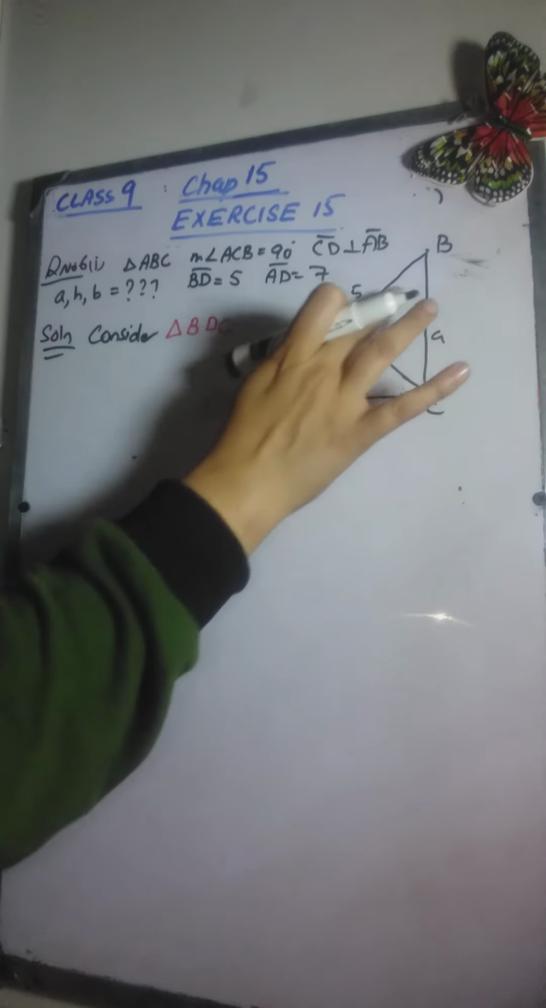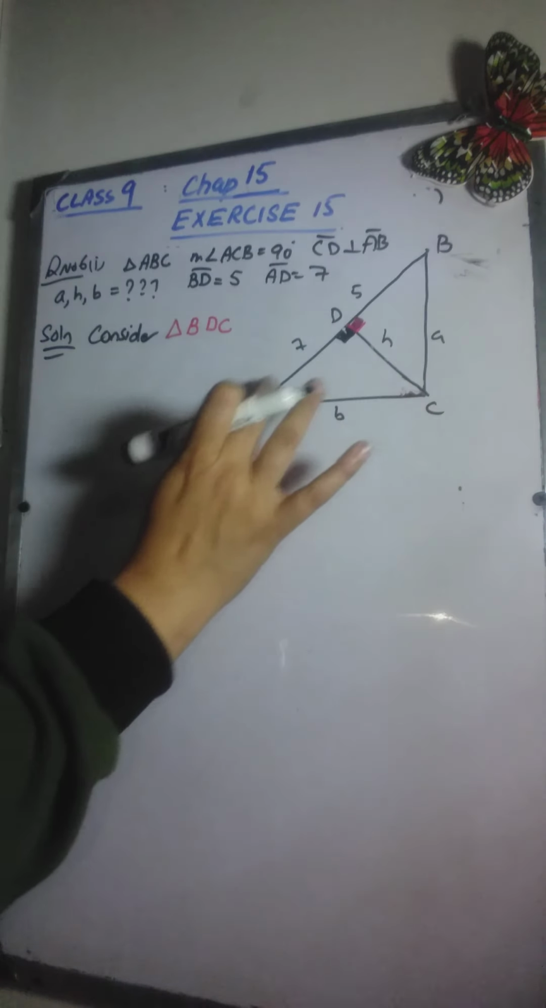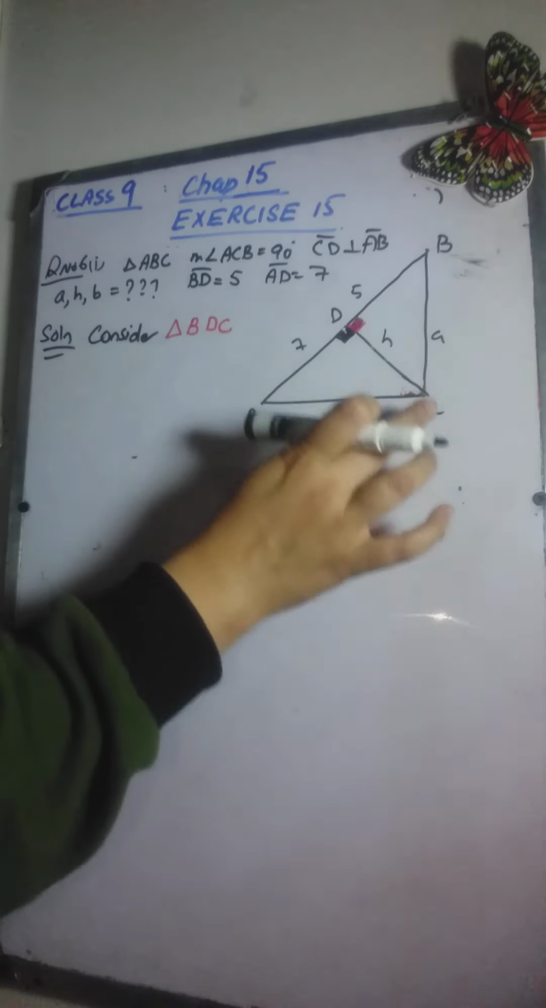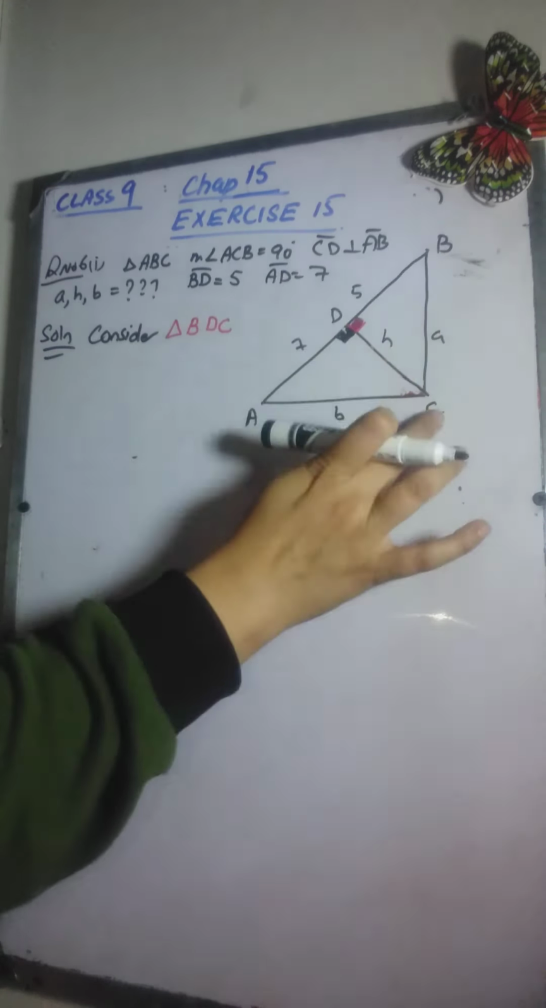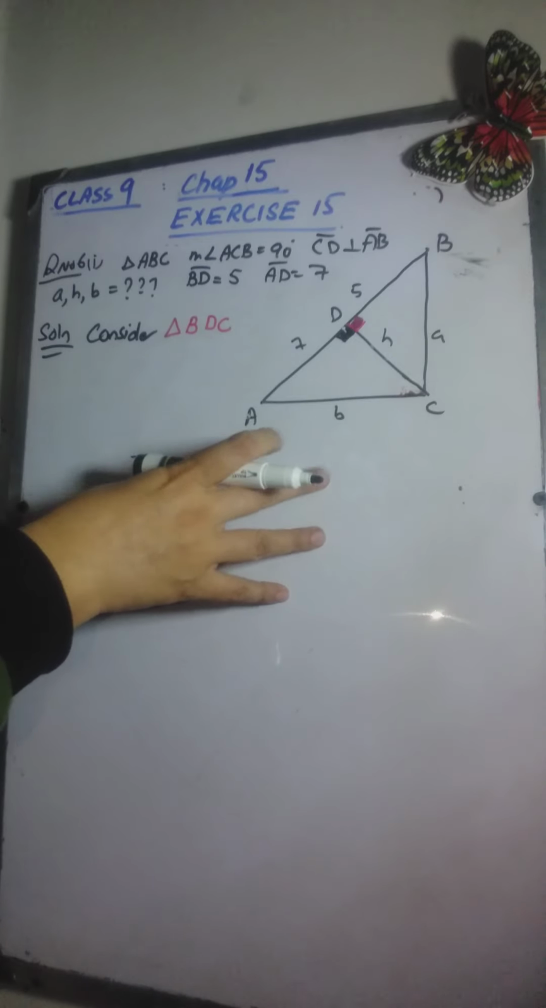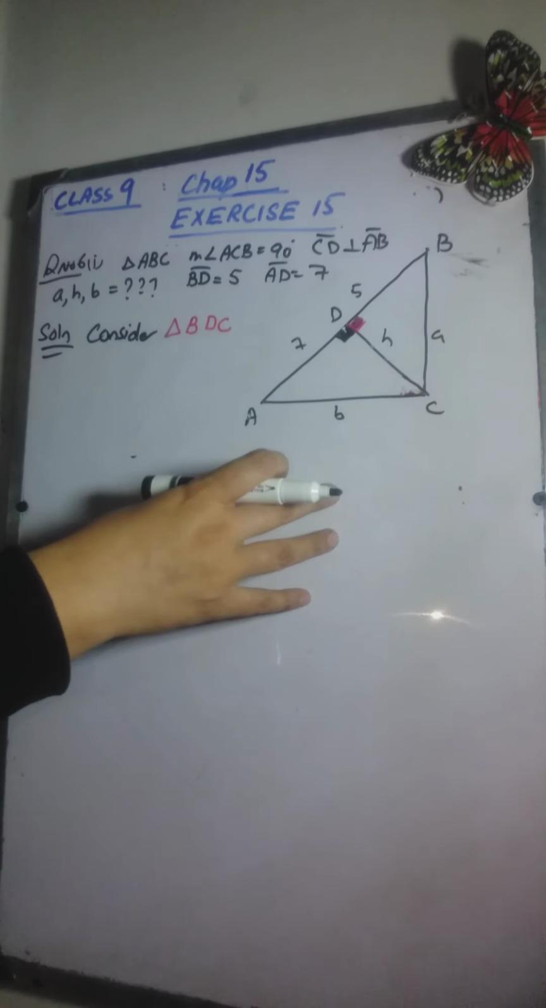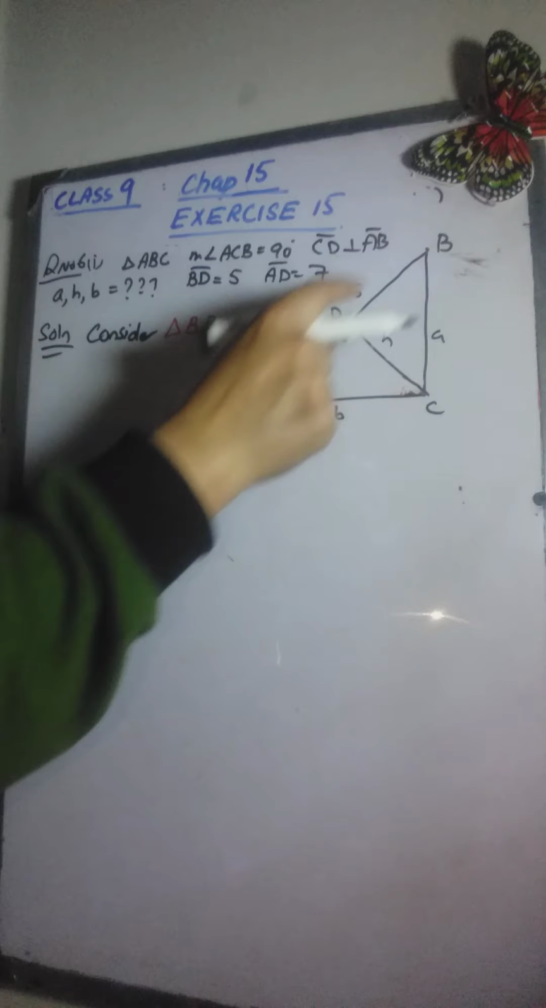These two, this is the first triangle, this is the second, and the third one is this triangle ABC. Triangle BDC, triangle ADC, and triangle ABC. These are the three right angle triangles that we have, and we are going to make use of these to find these unknowns. First consider triangle BDC.